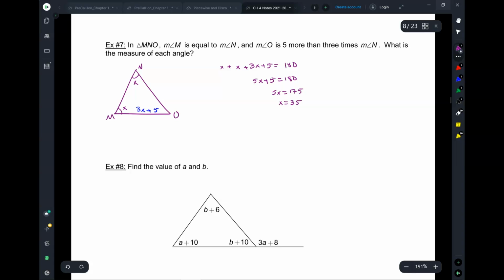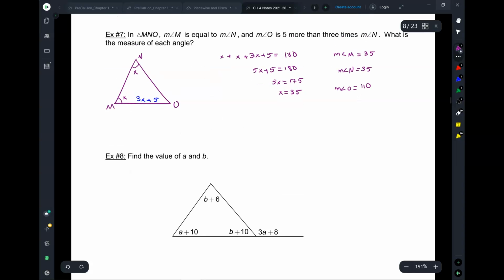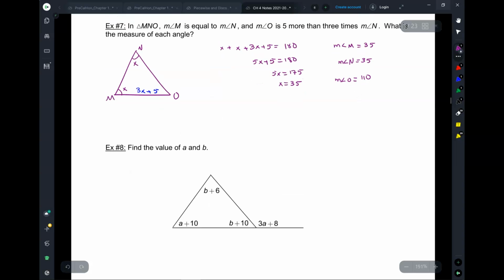Are we done? Nope, that's halfway. So now you've gotten half of the points of the problem, right? So measure of angle M is 35. Measure of angle N is 35. Measure of angle O is 3 times 35 plus 5, how much? 110. Okay? All right.